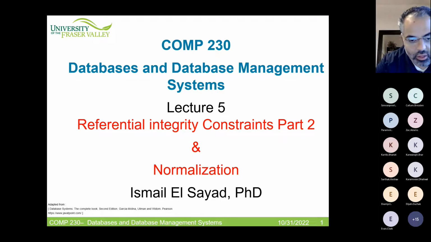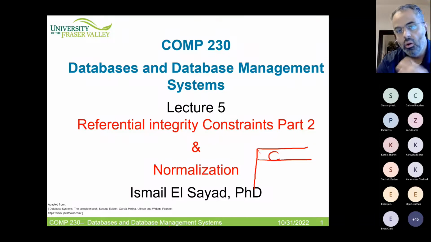Okay, let's start with today's lecture. Let's say first where we are in the course. If you remember, we said at the beginning that database design has three different phases. The first one is conceptual, where we talk about how we can design the different concepts that we have, their attributes and their relationships. It was using the ER diagram.